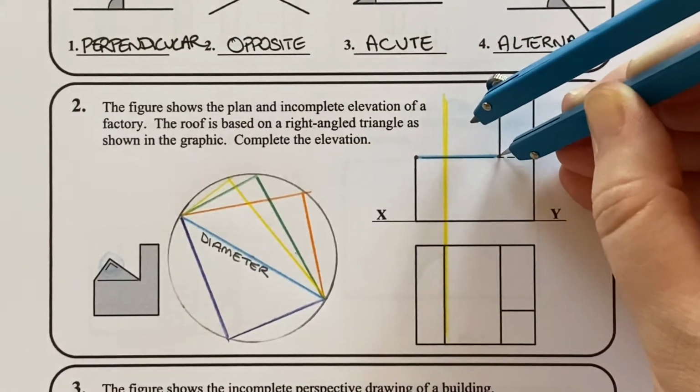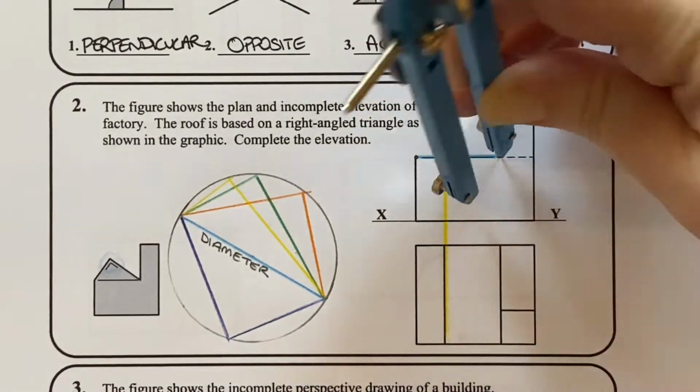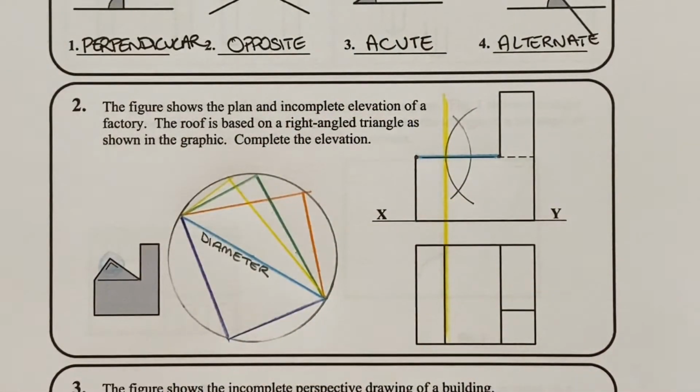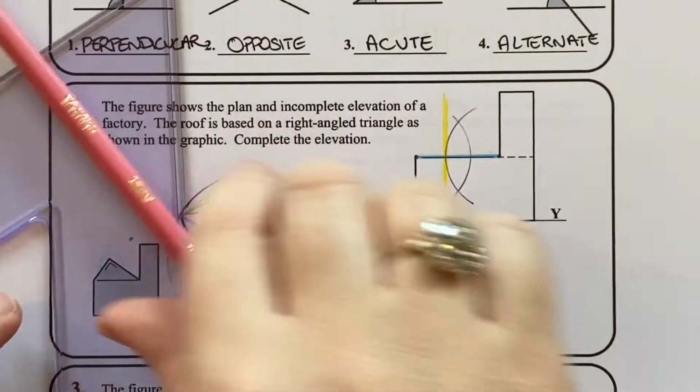So I bisect, so compass is open slightly more than halfway, put the point of the compass at the end of the line, scribe an arc to each side. There we go. And where those arcs cross, join them.